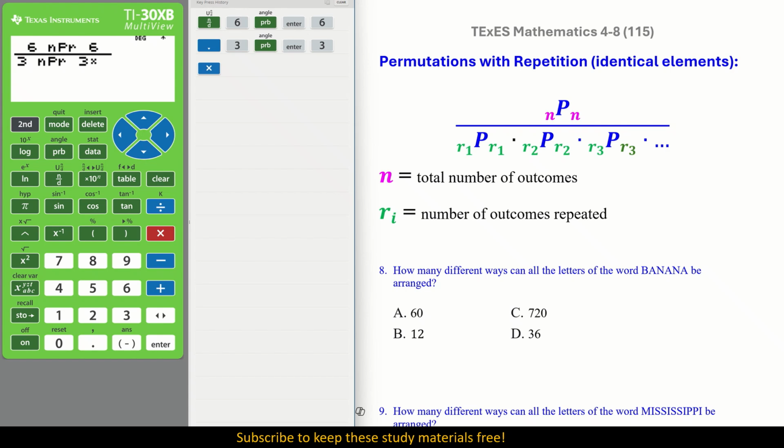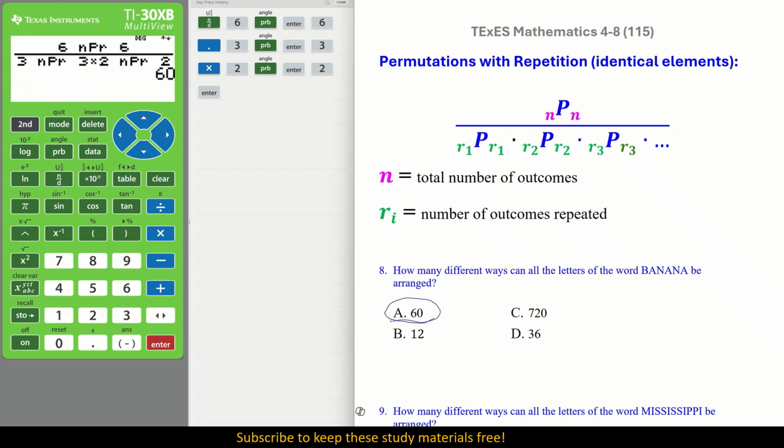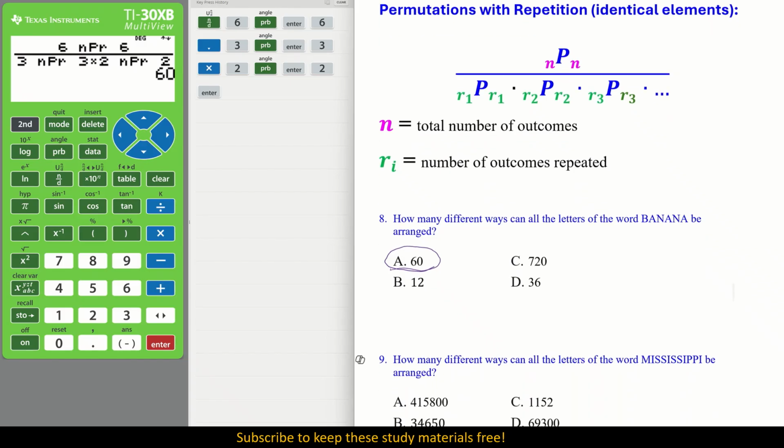Okay, so now let's do it again. Remember, N has 2 letters, so we're dividing by that repetition. So 2, prob, enter, and another number 2, enter again, and 60 is what we need. So there are 60 ways to arrange these letters. There's 6 letters with the repetitions. Okay, so now let's look at number 9.